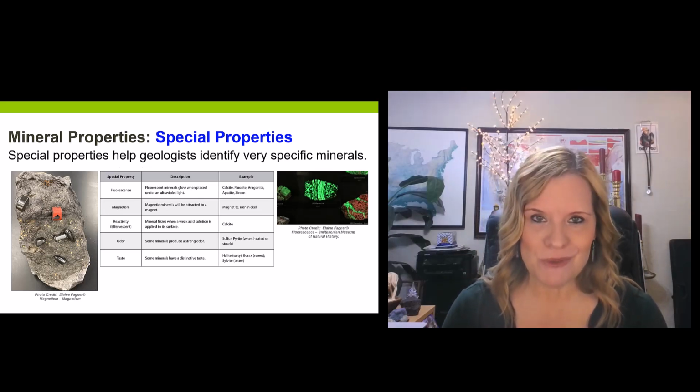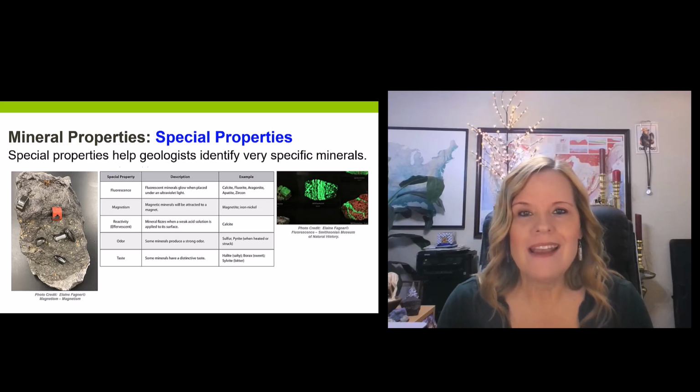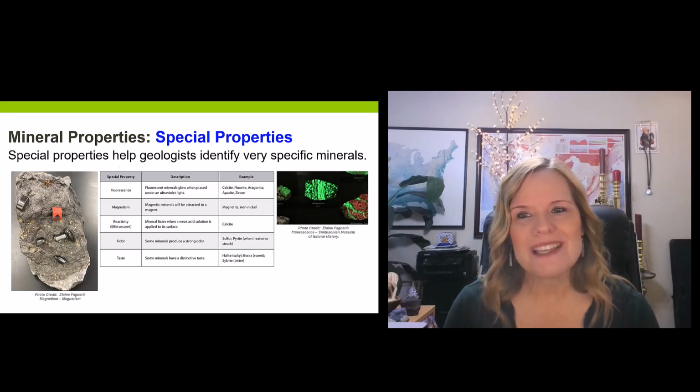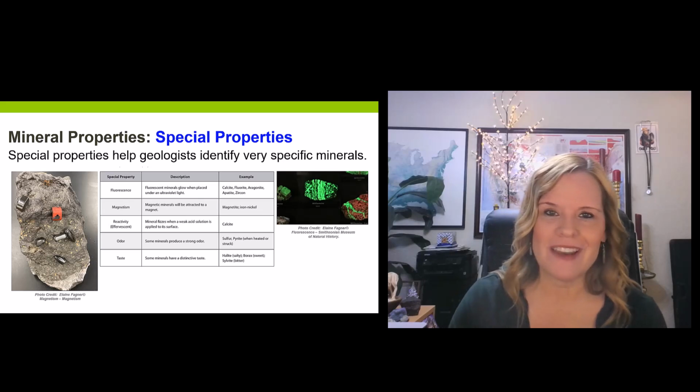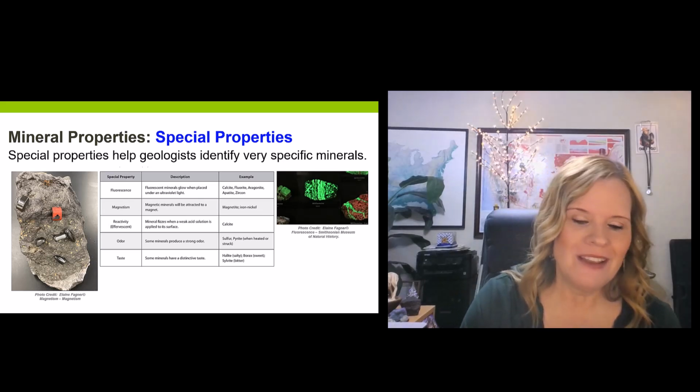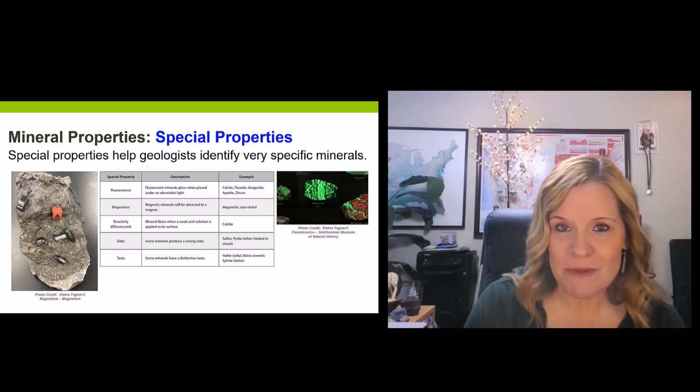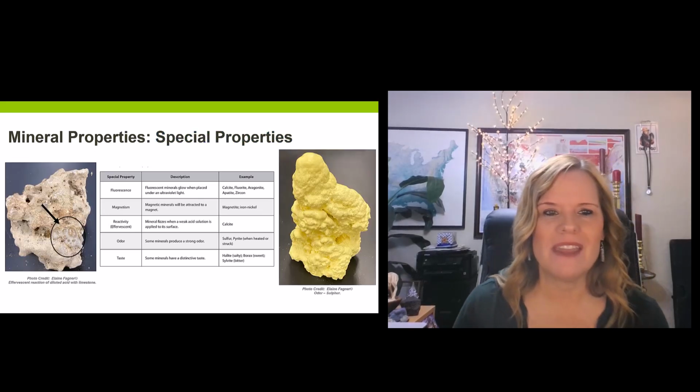But not all minerals have special properties. And that's important because it helps us as scientists identify a little bit more about what we have. Quite frankly, a lot of your common minerals, you just need a few pieces of information to identify them.